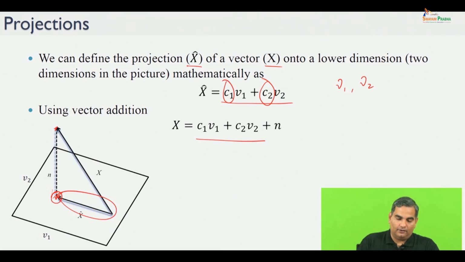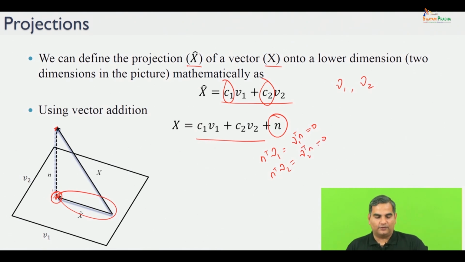Notice that while we write this, the fact that we are using a projection comes from this n being perpendicular to the plane. So, what does n being perpendicular to the plane mean? If n is perpendicular to the plane, then we know that n transpose nu1 or nu1 transpose n, both are the same, will be 0. Similarly, n transpose nu2 equal to nu2 transpose n will also be equal to 0. So, these are two facts that we will know if n is perpendicular to the plane. How are we going to use this to calculate c1 and c2 is what I am going to show you in the next slide.